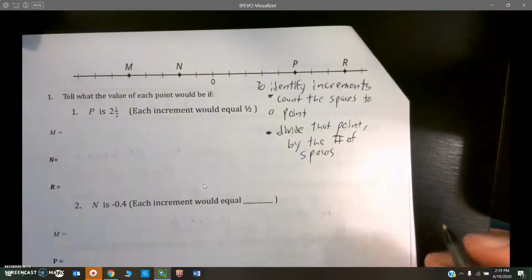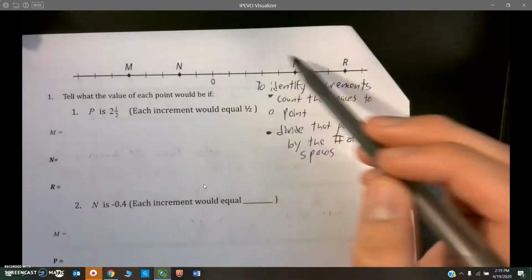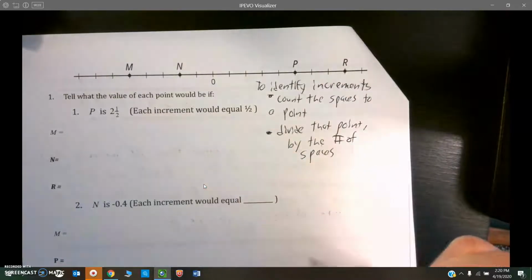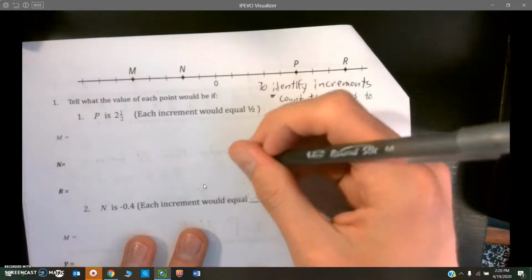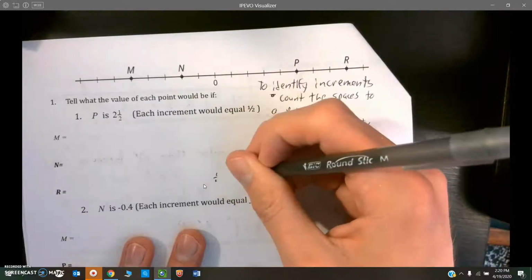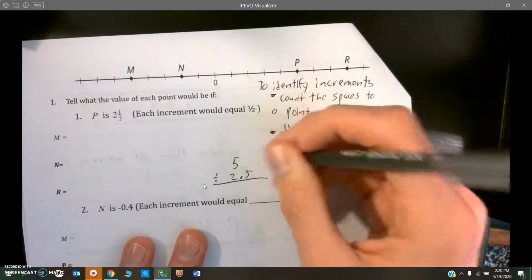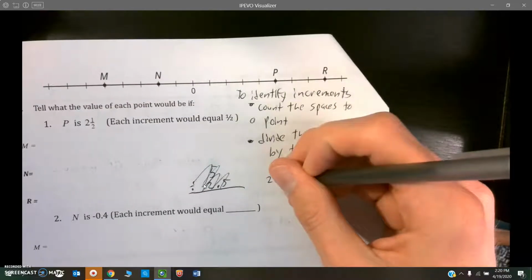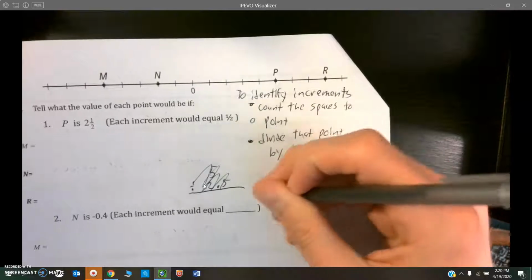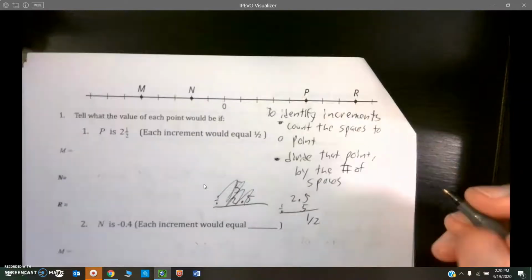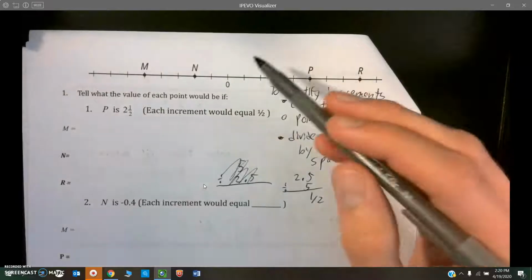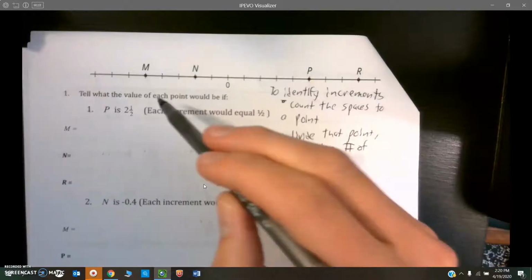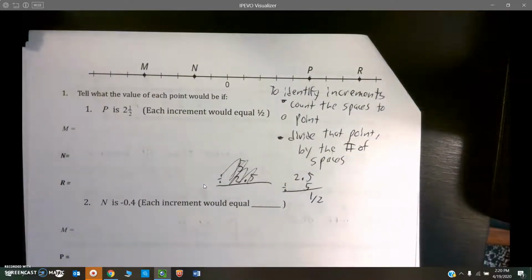So for instance, here, this is 1, 2, 3, 4, 5 increments away, and it is equal to 2.5. So then we need to do 5 divided by 2.5, or 2.5, which, oops, sorry, actually I did it backwards, my bad. 2.5 divided by 5, which is 1/2. So that means that each increment is equal to 1/2. 1/2, 1 whole, 1.5, 2, 2.5. So we can see that if we actually count, then it would work that way.